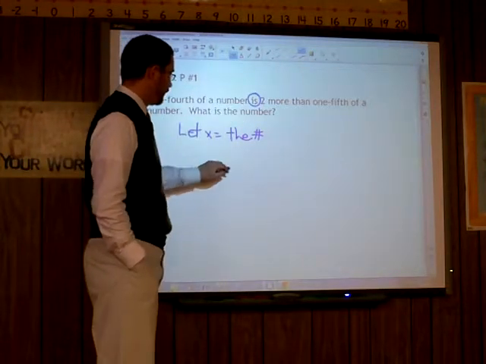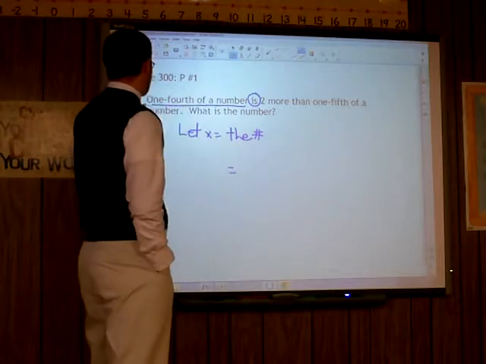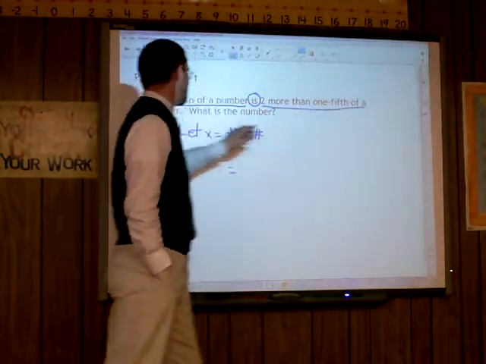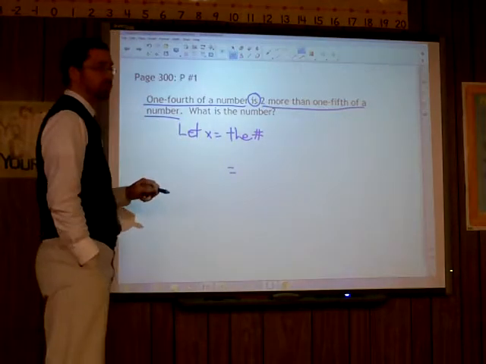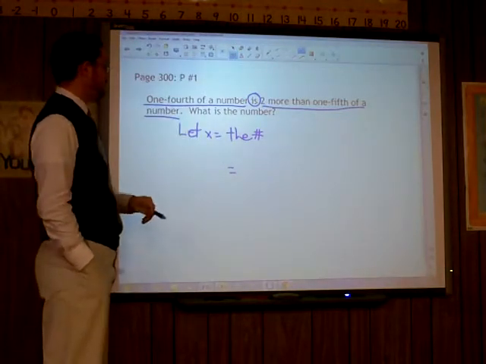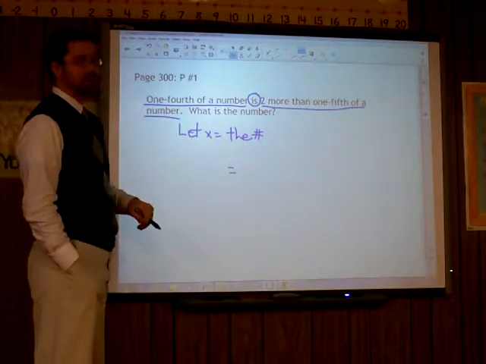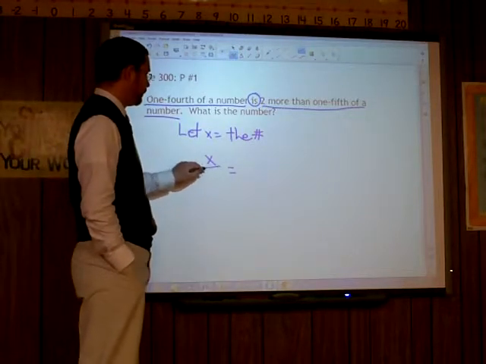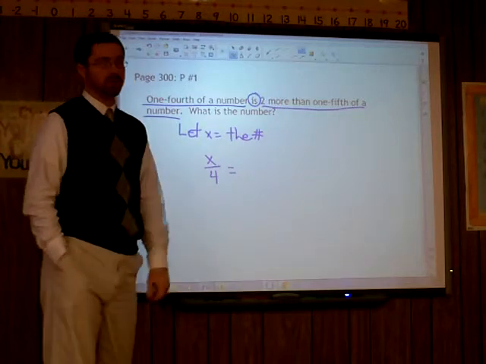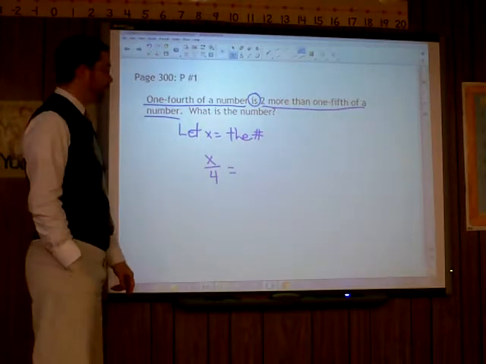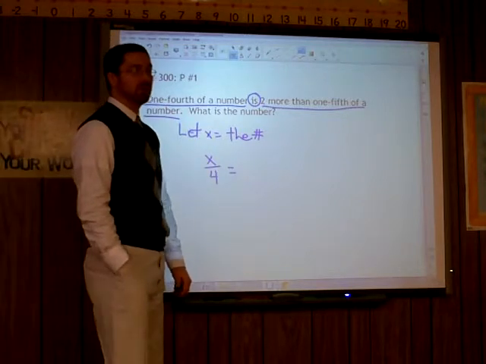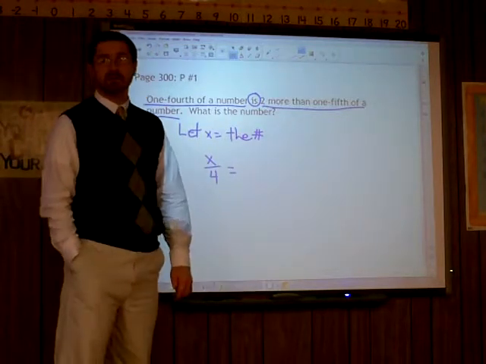Alright? And we want to do that because there's going to be one half of our equation. There's going to be the other half of the equation. Okay? So let's translate this half. How would we translate that? X over 4. Good. 1/4 x or x over 4. Alright? X over 4 is how I would write it. Okay? And then 2 more than 1/5 of a number. How would we translate that?